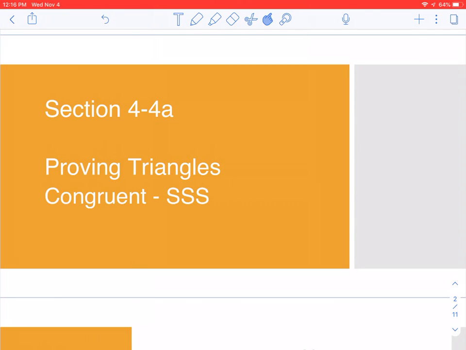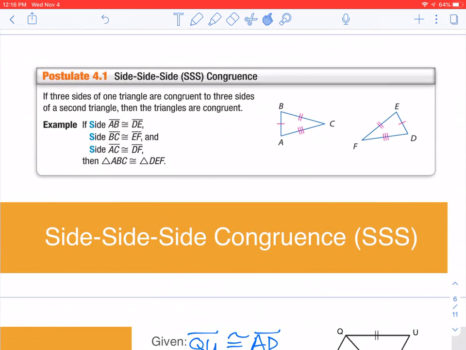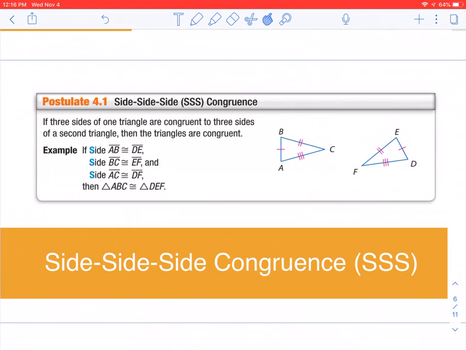Proving triangles congruent, and you see an SSS there. What that is going to mean is side, side, side. So here is side, side, side congruence. If three sides of one triangle are congruent to three sides of another, they are congruent by side, side, side.